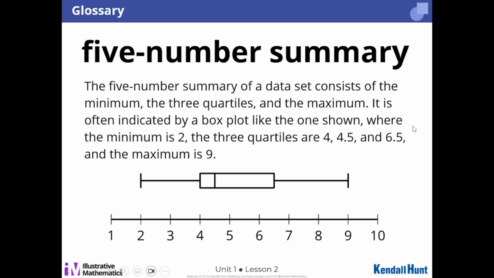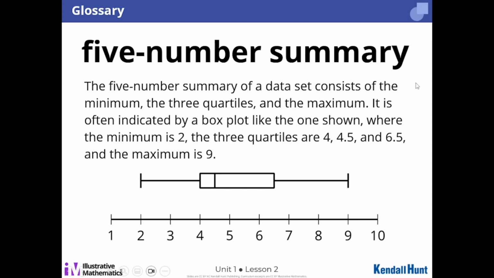Our next term is 5-number summary. The 5-number summary of a data set consists of the minimum, the 3 quartiles, and the maximum. It is often indicated by a box plot like the one shown, where the minimum is 2, the 3 quartiles are 4, 4.5, and 6.5, and the maximum is 9.